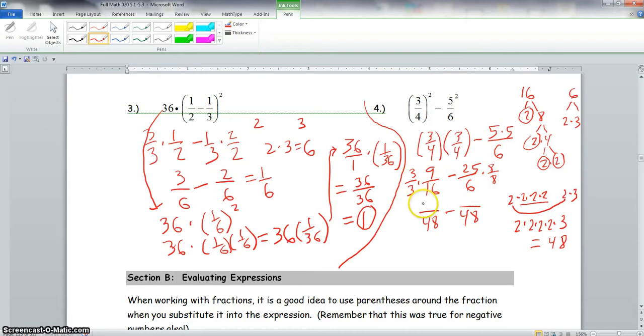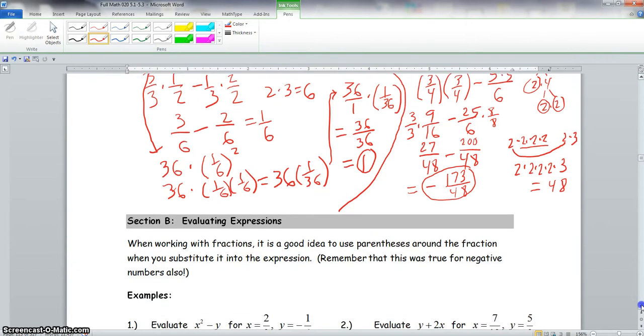So now 3 times 9 here is 27, and we know 3 times 16 gave us 48. Minus 25 times 8 is 200, and 6 times 8 is 48. So now we have 27 minus 200, which would give us a negative 173, and our denominator would be 48. 173 and 48 have nothing in common. So our final answer is negative 173 over 48.